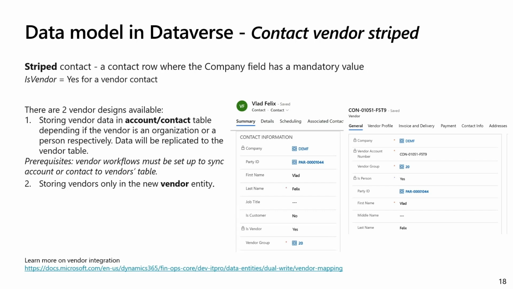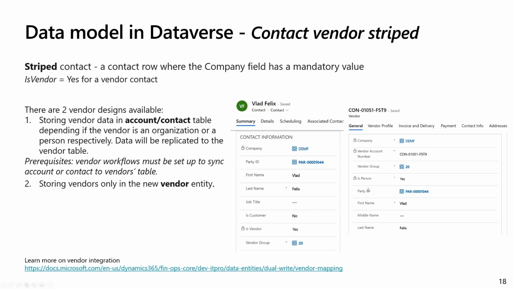The vendor data can be stored in the account or contact table, depending on whether the vendor is an organization or a person, respectively. And the data will be replicated from these tables to the vendor table. In order to do this data replication, you should be able to enable these vendor workflows that come with the dual write packages already. The second option is storing the vendors directly in the vendor entity.